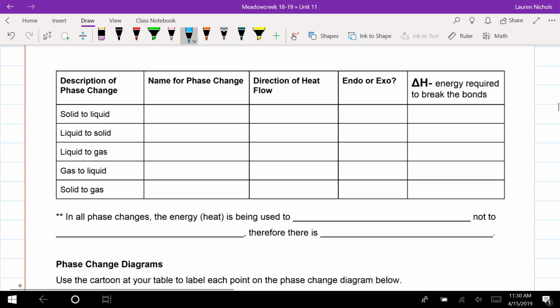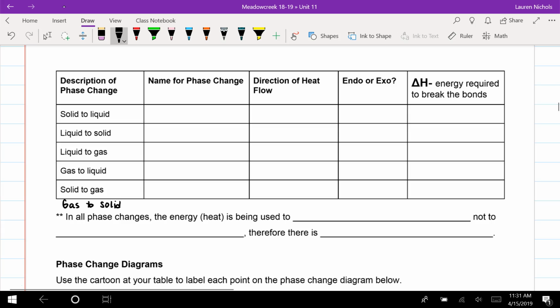In this video, we're going to talk about how heat or thermal energy is used in phase changes. There are 6 different phase changes, 5 of which are included on your chart. I forgot to include changing from a gas directly into a solid. These phase changes have particular names that go with them, how the heat is going to flow, and whether or not that will be endo or exothermic.